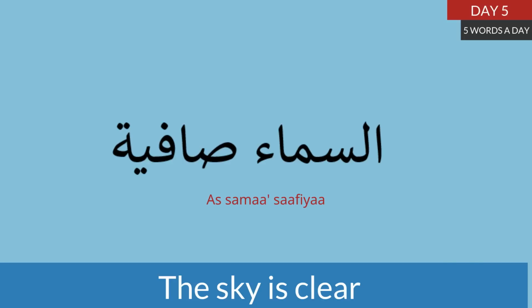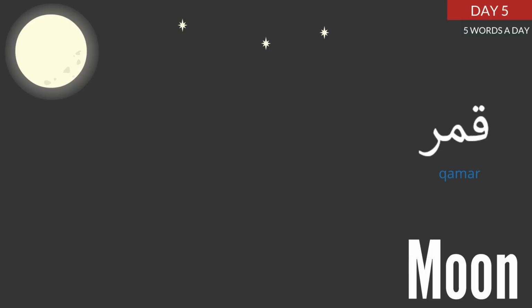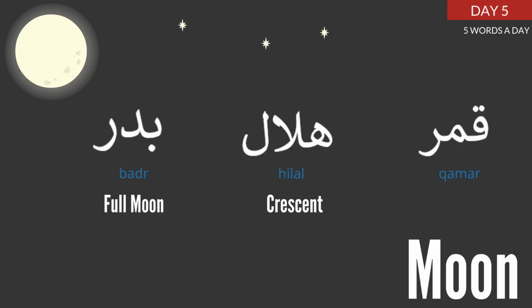The next one. Qamar, moon. In Arabic, there are 3 words to say the word moon. The first one, Qamar, moon. The second one, Hilal, crescent. Let's repeat. Hilal, crescent. The third one, Badr, full moon. Let's repeat. Badr, full moon.